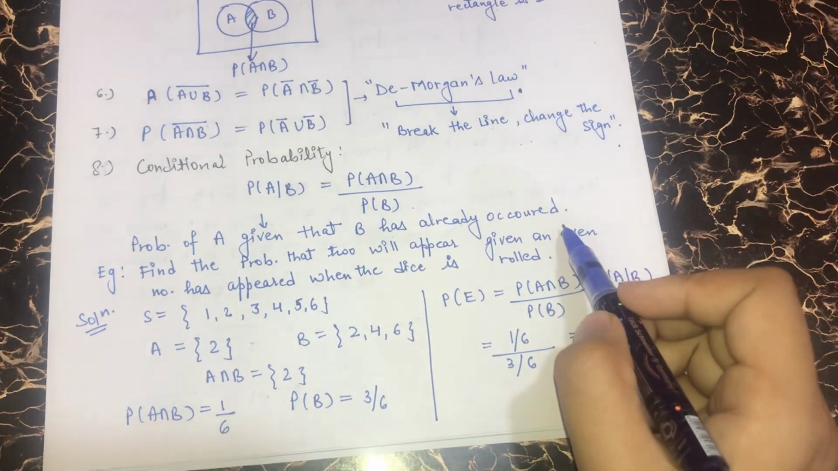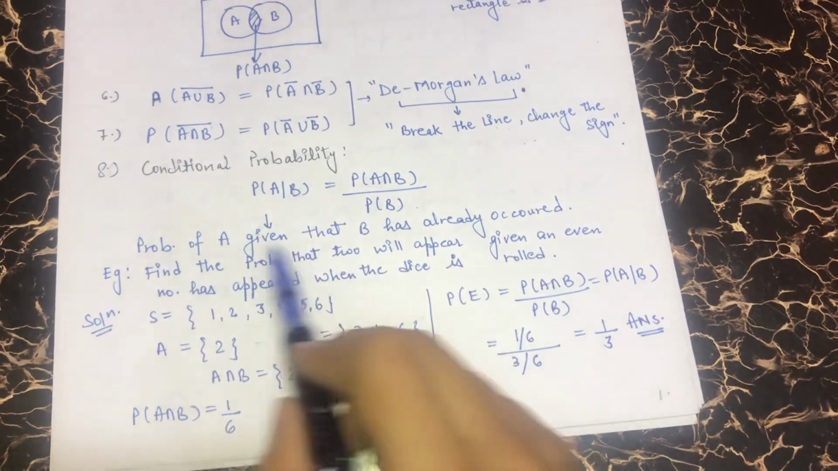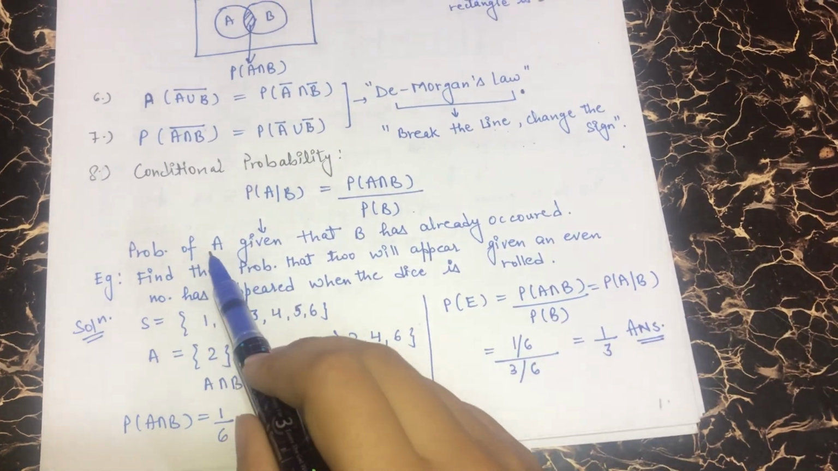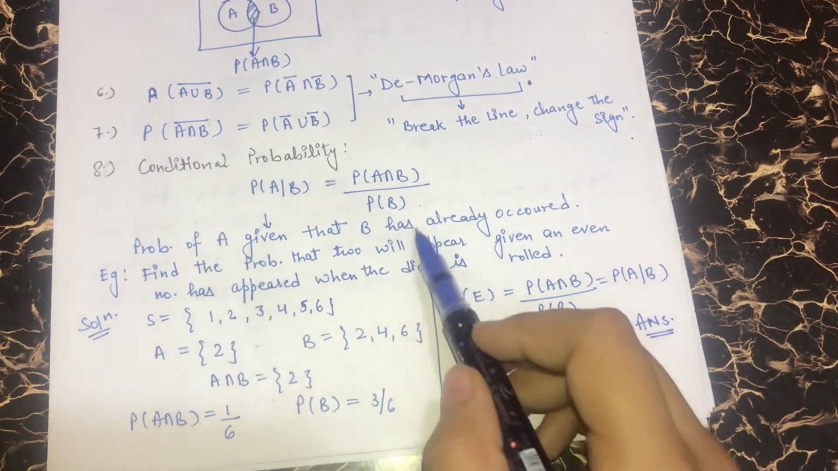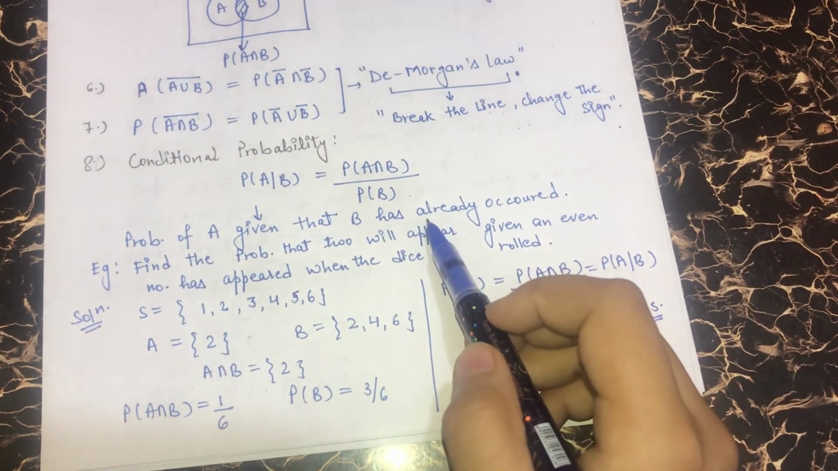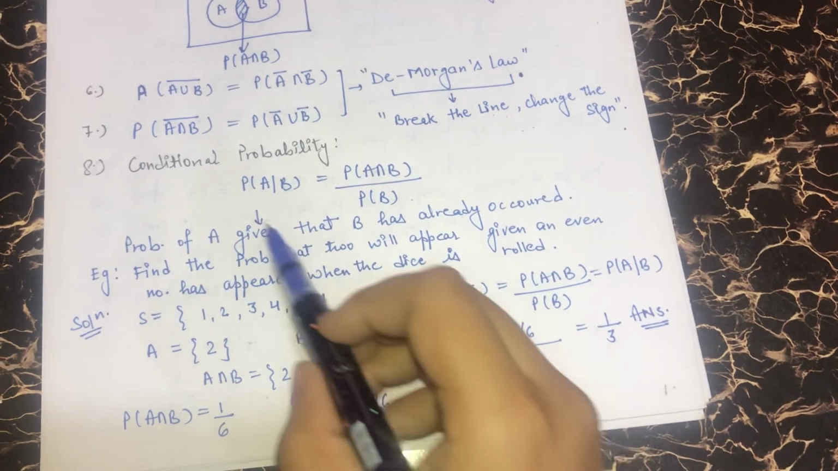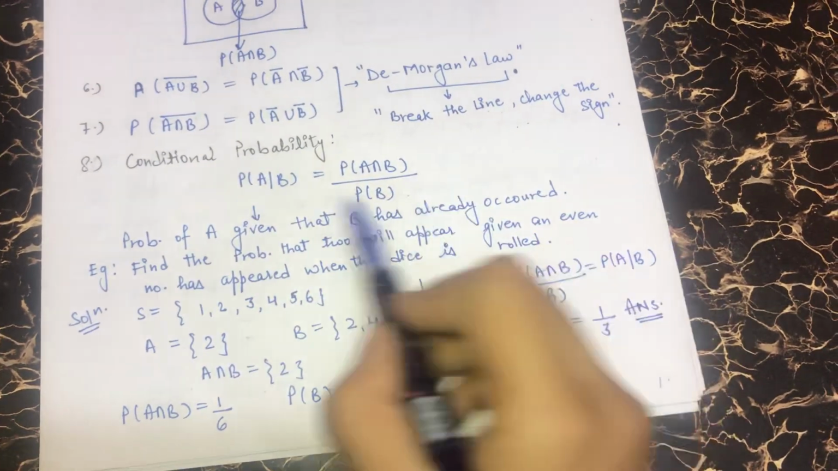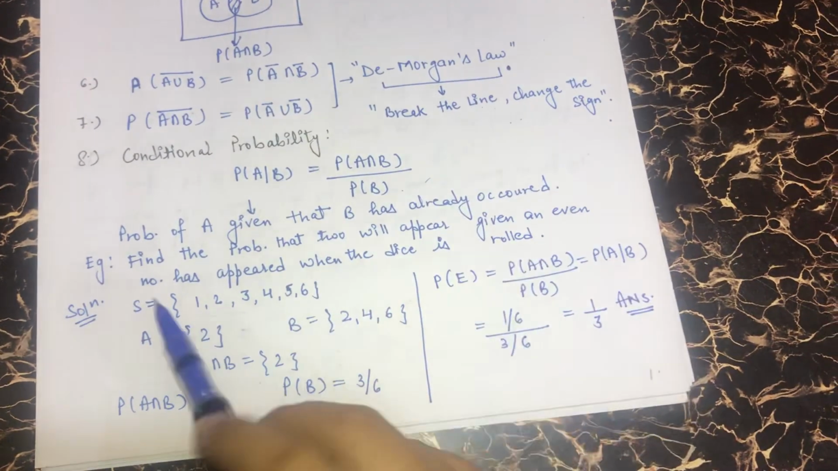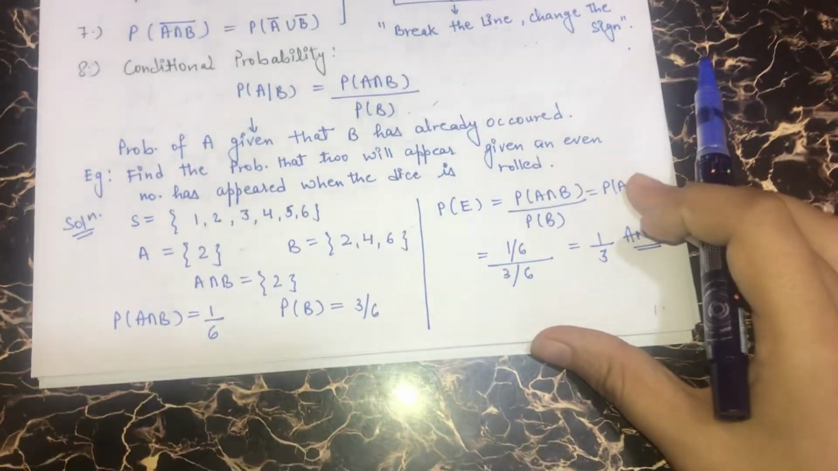The questions you will encounter in conditional probability will be of this form: you have to calculate the probability of A when a condition is given on B. So the formula you will apply in conditional probability is this one. Let's see one example of conditional probability.